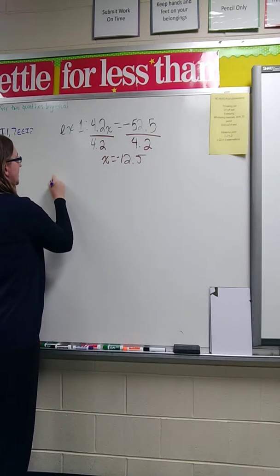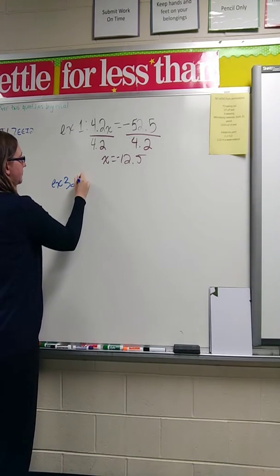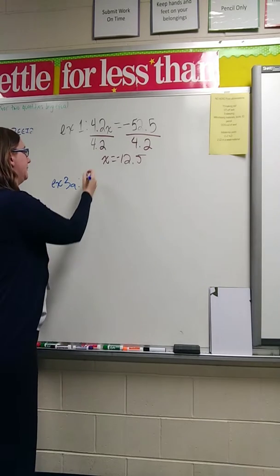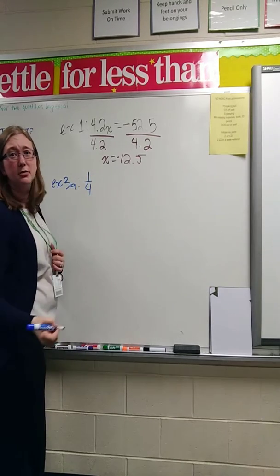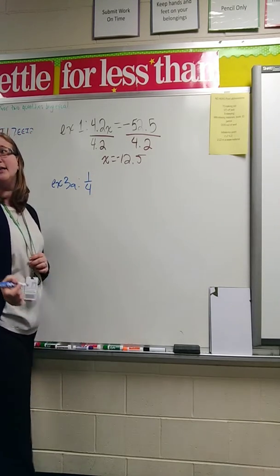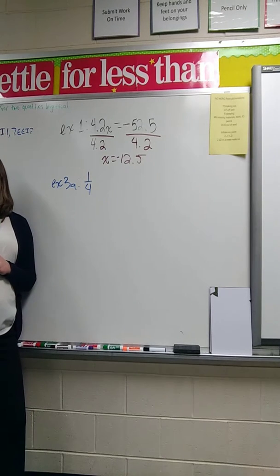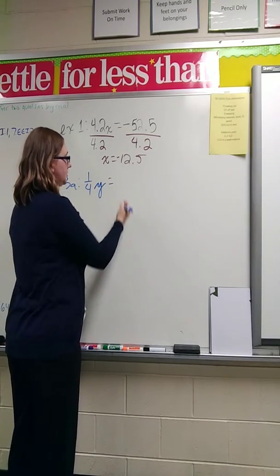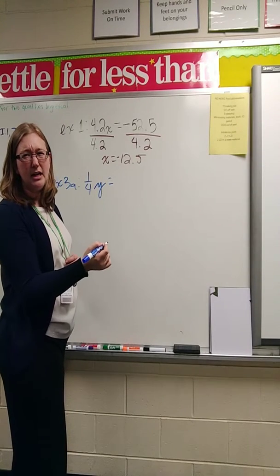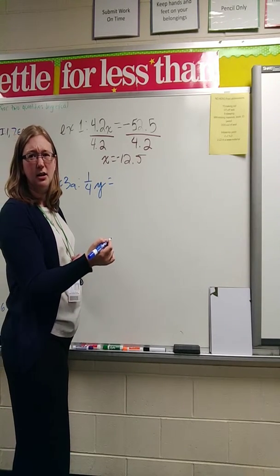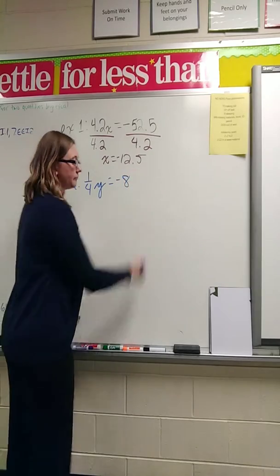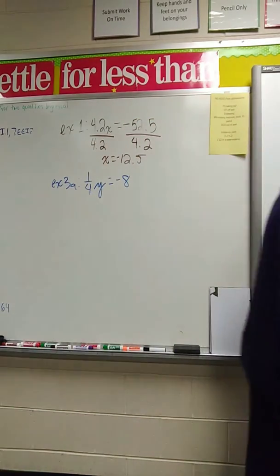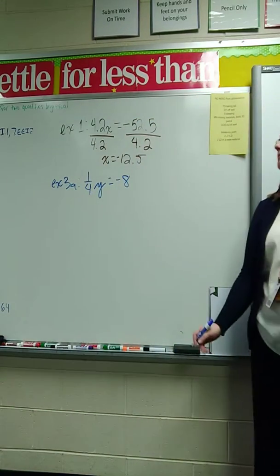So if we look at example 3a, I have 1/4. What's my variable? In example 3a. Y. That's equal to negative 8, I think. Correct? Yes? Okay.